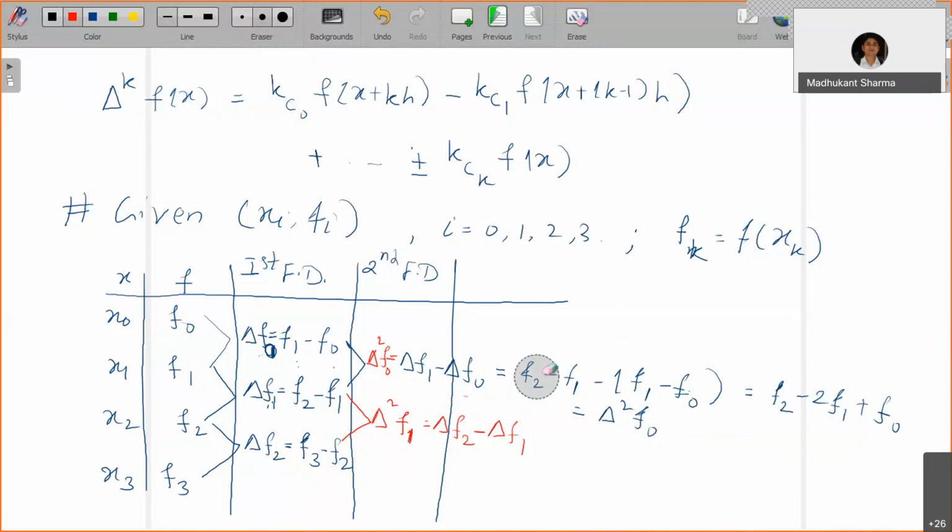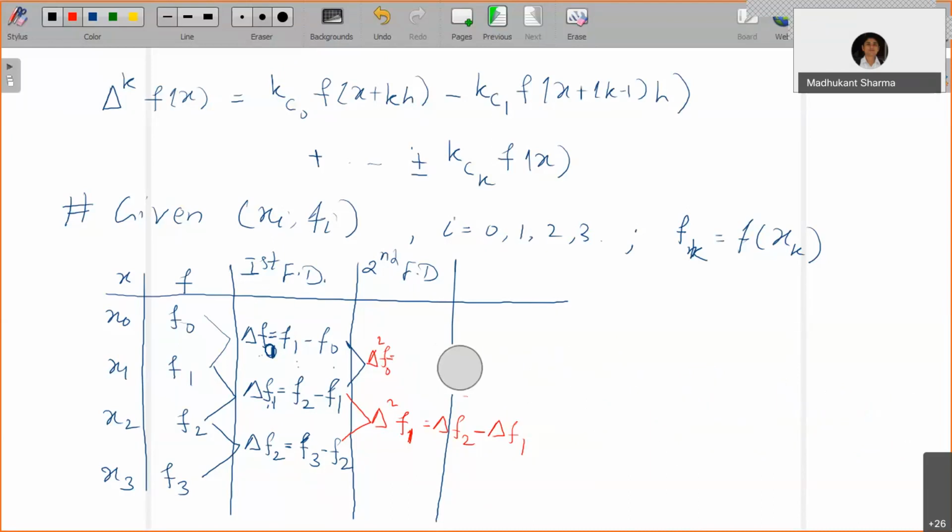So I think this is a simplification only. And if you go back and check, see f of x plus 2h minus 2 times f of x plus h plus f of x. So x is x naught, so it's delta square f naught. It's very clear here. Okay, right.